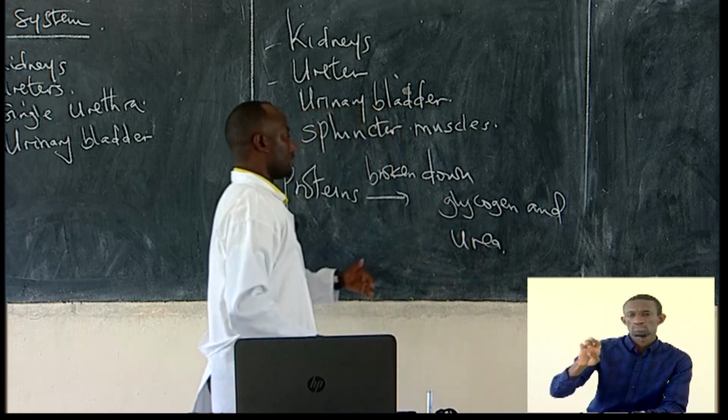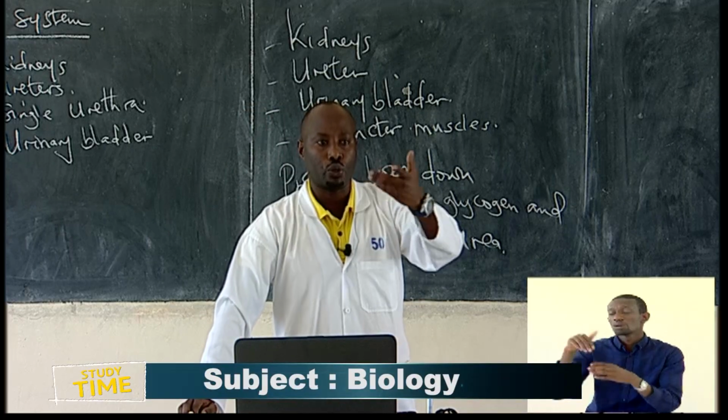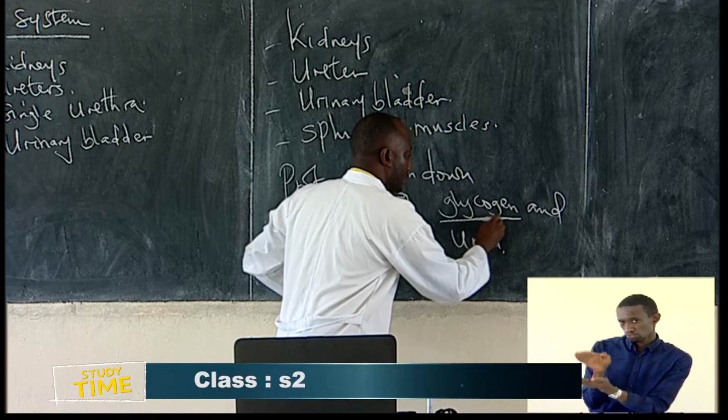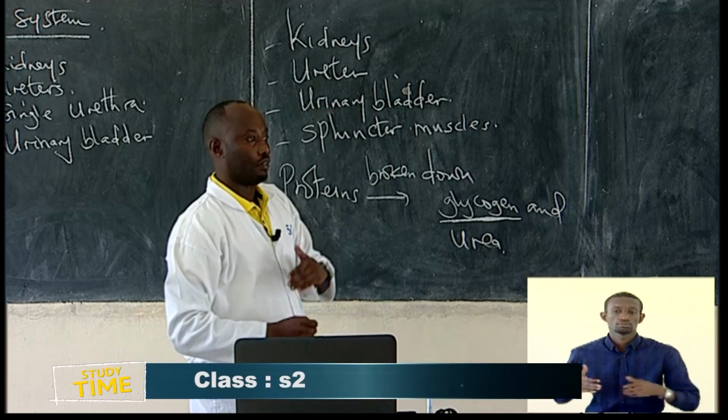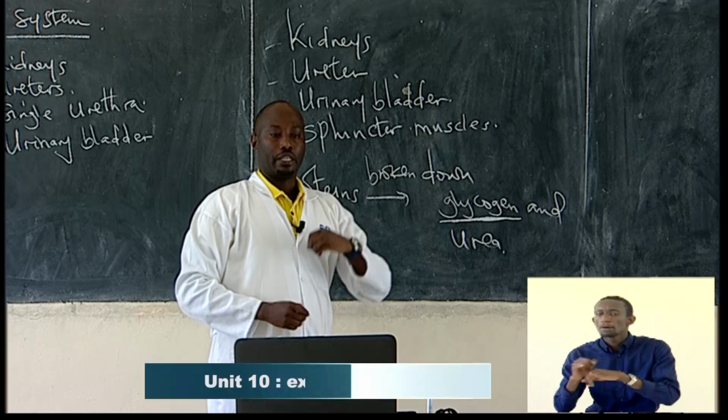These are the two products, and even a small amount of uric acid is also going to be produced. So that glycogen is going to be stored in the liver, and it can just be used during the time of starvation or when there is less energy in the body. Let me give you an example.